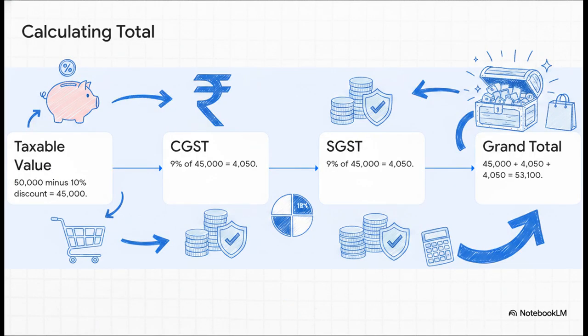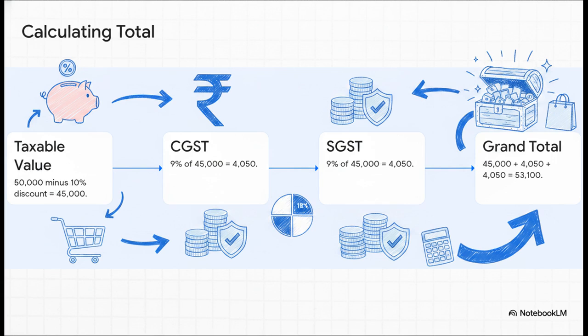Now, the absolute golden rule you must remember is that GST is applied only after the discount is deducted, okay? So, step 1, finding the taxable value. 10% of 50,000 is 5,000 rupees. We subtract that, giving us a true taxable value of 45,000 rupees.